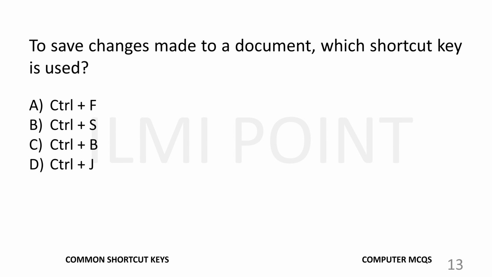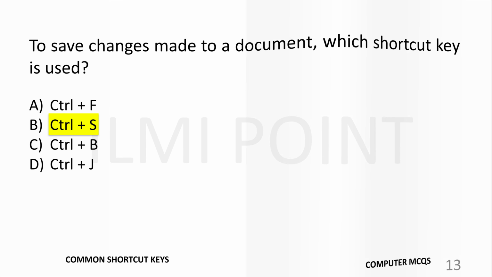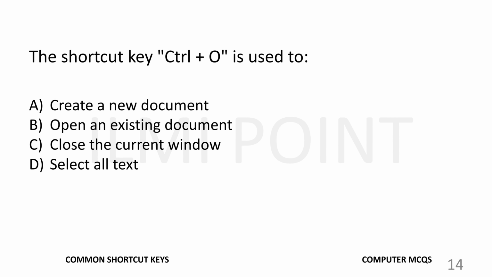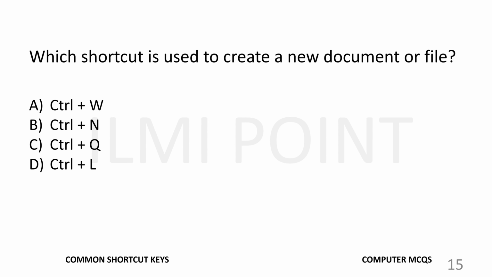To save changes made to a document, which shortcut key is used? The right answer is option B, Ctrl+S. The shortcut key Ctrl+O is used to? The right answer is option B, open an existing document. Which shortcut is used to create a new document or file? The right answer is option B, Ctrl+N.